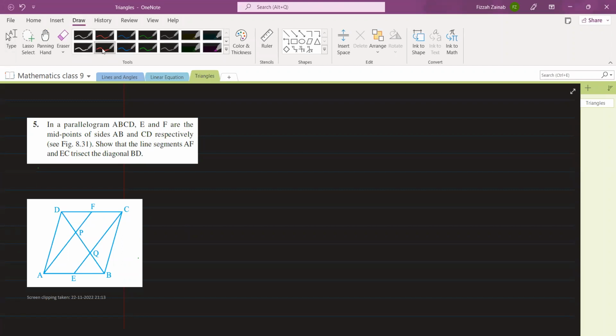Now in a parallelogram ABCD, so write down the given things. ABCD is a parallelogram. E and F are the midpoints. So you have to write E is the midpoint of AB and F is the midpoint of CD. So can you see that? E and F?